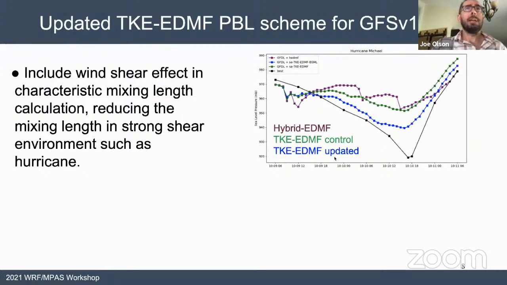Moving on to the TKE-EDMF boundary layer scheme, we've added a wind shear term basically to the Bougeault mixing length, which ultimately reduces the mixing length in strong shear environments such as hurricanes. And here's an example of Hurricane Michael, where the black is the best estimate of the observed central sea level pressure. So you had rapid deepening.